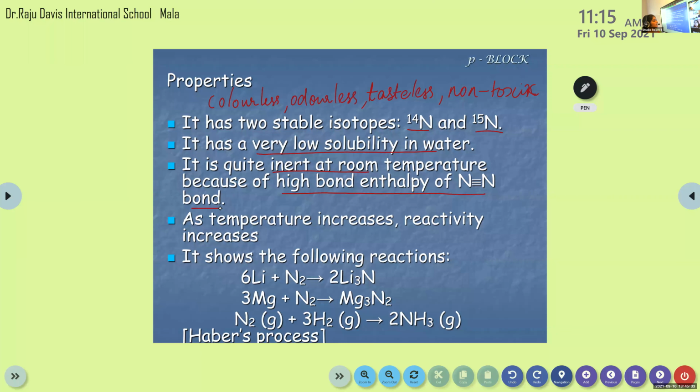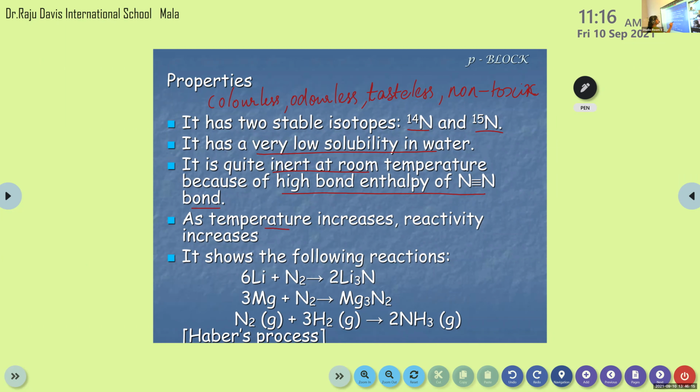On heating, it will react with other substances to form products. The reason is the high bond enthalpy, which means high energy is required to break the triple bond between two nitrogen atoms. Clear, children? Bond enthalpy means the energy required to break the bond between two atoms. In the case of multiple bonds, including double and triple bonds, it is higher compared to a single bond. Yes, it is quite inert at room temperature because of the high bond enthalpy of the nitrogen-nitrogen triple bond.